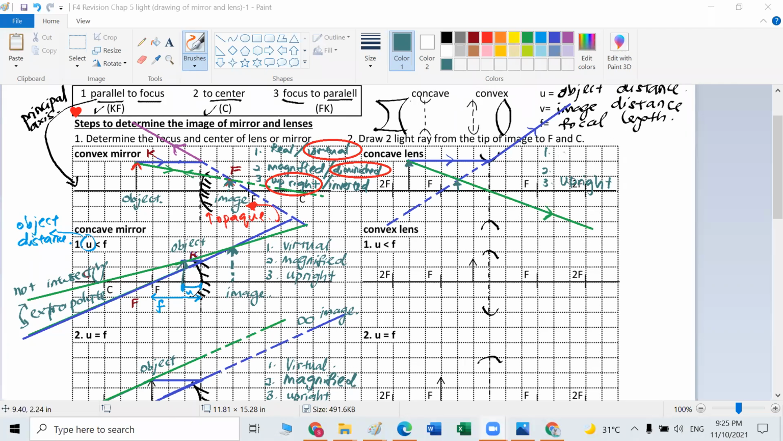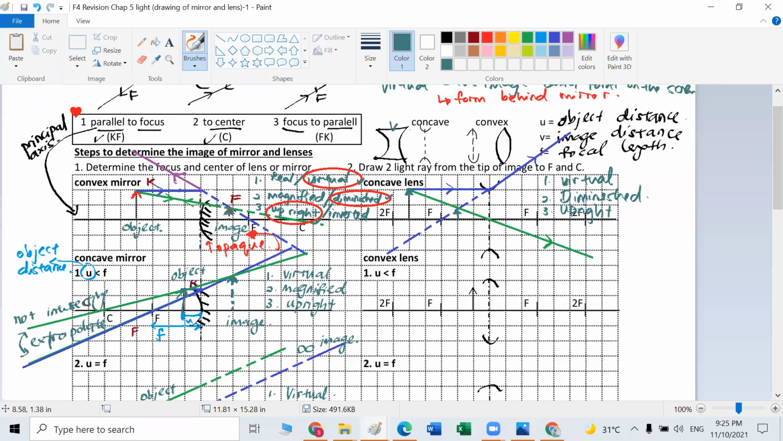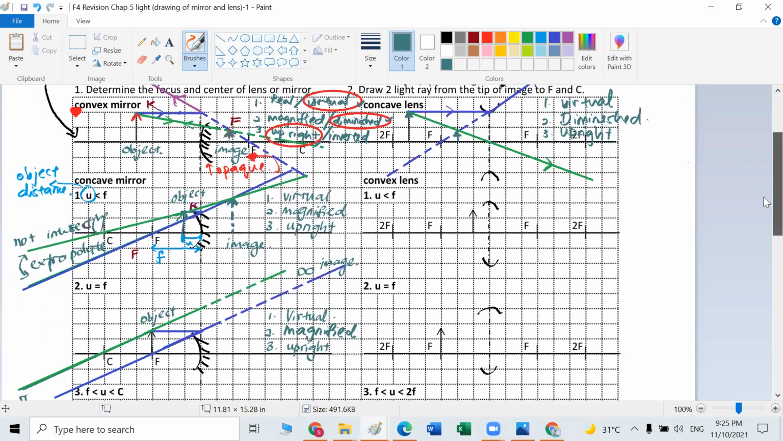Yes, very good. Since it's upright, it is virtual. Then you can see the size diminish. And you will see same as the next, same as the beside one. Okay, this is concave lens. Concave lens only has one characteristic. Okay, so next, convex lens.